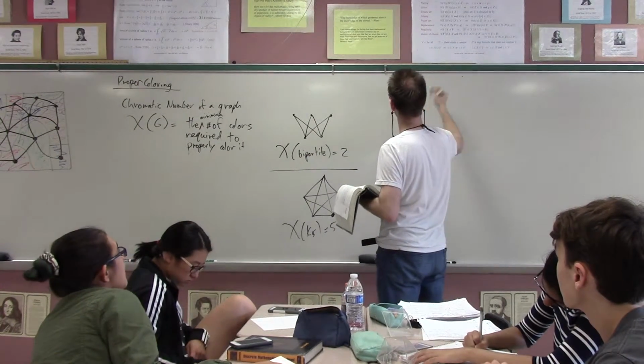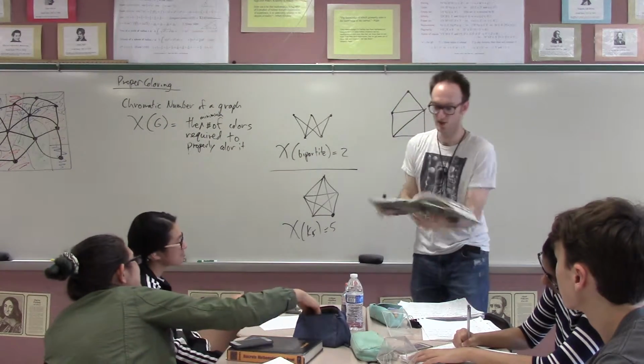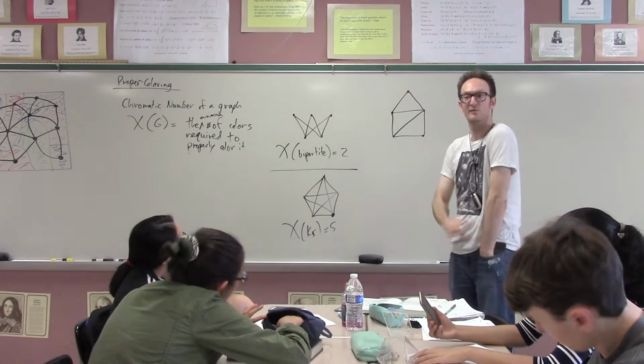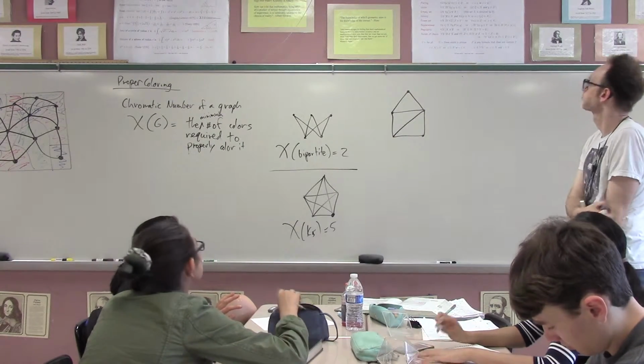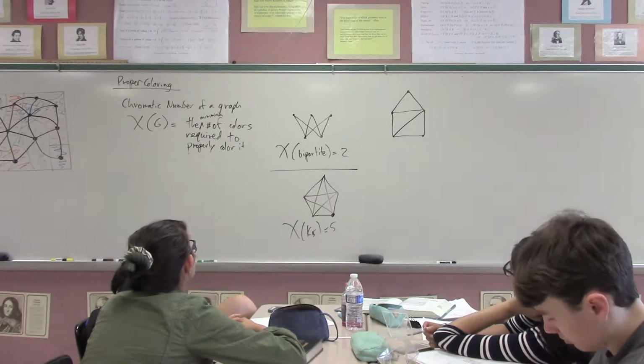And in general, if you give me some graph, like here, I'm just making up a graph now, and it looks like this. Okay, great. What is the chromatic number of this graph? What do you think? 4. I don't know. It's 3.